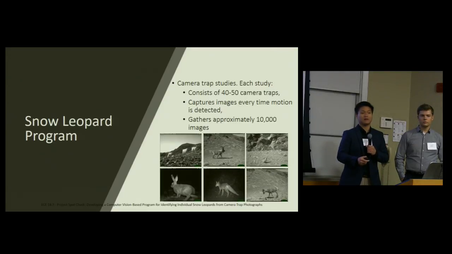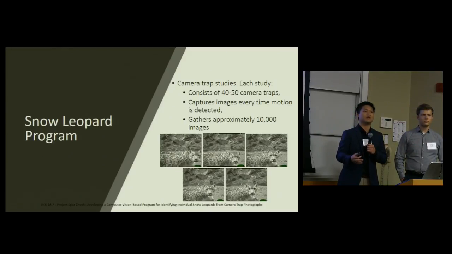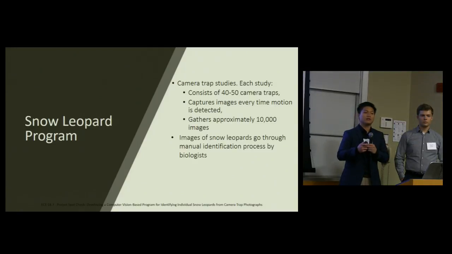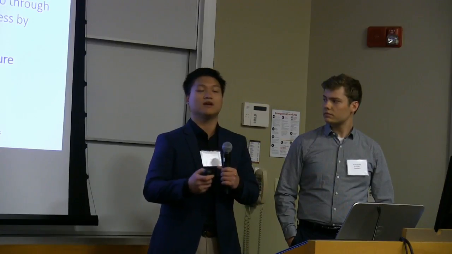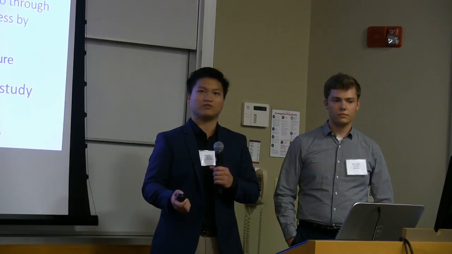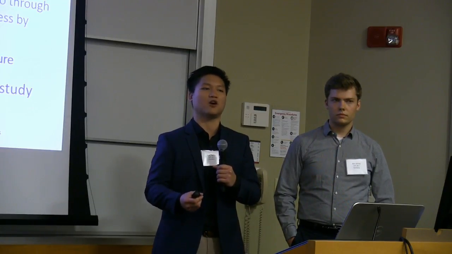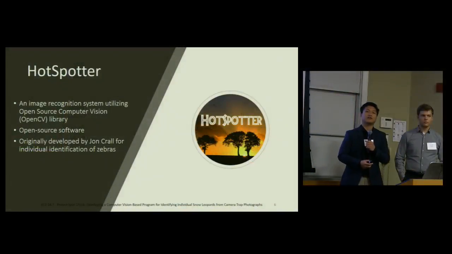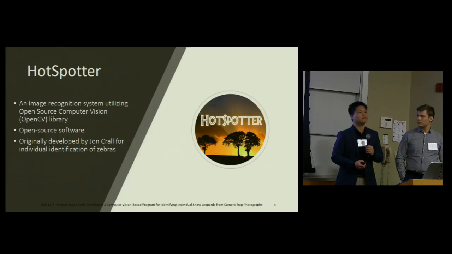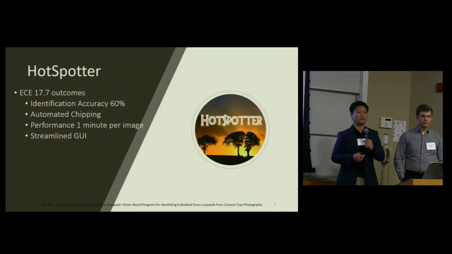These images of snow leopards are identified manually by biologists. Each image takes about 30 minutes for biologists to manually identify the identity of the snow leopard. As a result, at the end of the study, it will take hundreds of hours to finish identifying the whole image set. So Panthera has been collaborating with research teams at Seattle University to develop software that's capable of automating this task. The first team to start with the software was ECE 17.7 from last year. They started with Hotspotter, software that was developed by Sean Kroll, a research graduate from RPI. Originally the software worked on zebras, but ECE 17.7 adapted the software so that it works with snow leopards.